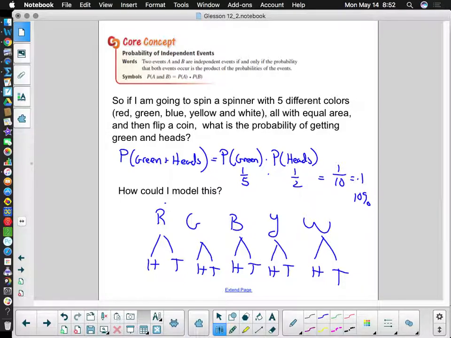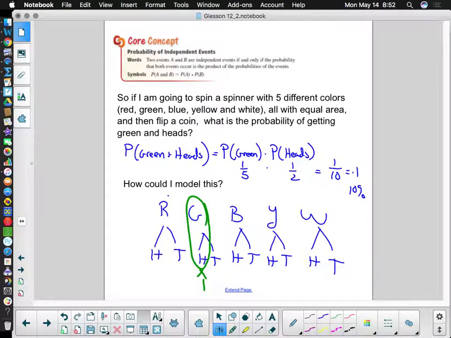Tree diagrams are very useful models. How many of these outcomes result in a green and heads? Well, green, the only ones are here, and heads. The only outcome that is green and heads is right here. That's one outcome out of 1, 2, 3, 4, 5, 6, 7, 8, 9, 10 possible outcomes. It's another way of finding that probability by making a model.